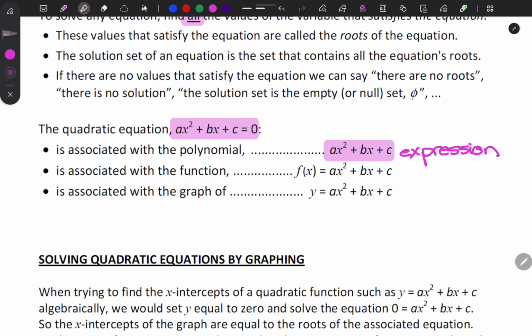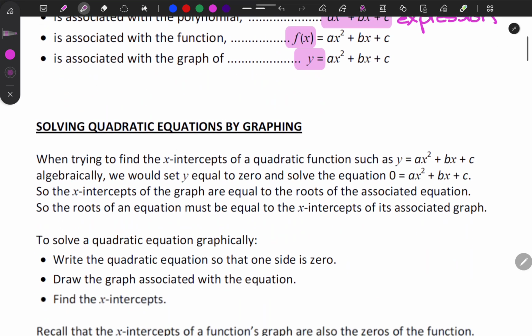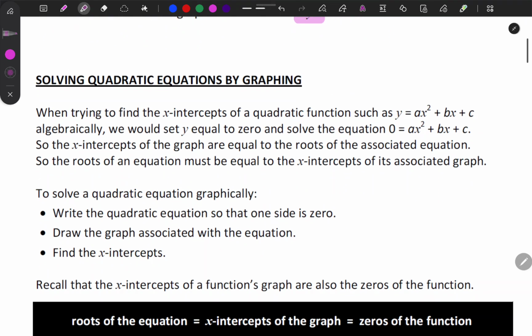We can also connect it to a function written in function notation, or a graph written in the form y equals. We're actually going to start by looking at the graph just to get the idea of the theory behind this. So when we solve, what we're going to do is find the related graph, and look for the places where y is equal to 0, which is essentially just our x-intercepts.